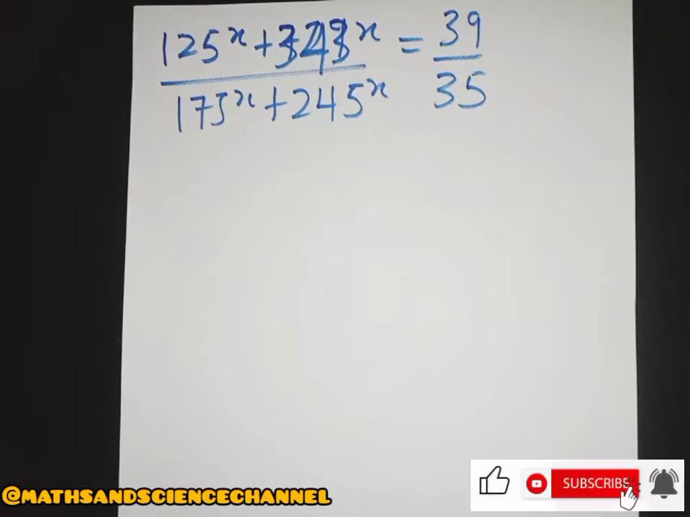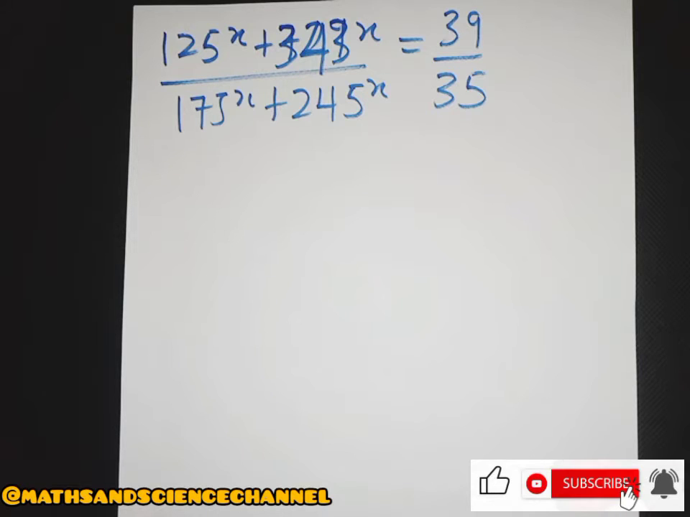Now in this section we have an algebra question. We have (125^x + 343^x) divided by (175^x + 245^x) being equal to 39/35. And therefore in this case what we have to take note is that we are looking for what x is, right?